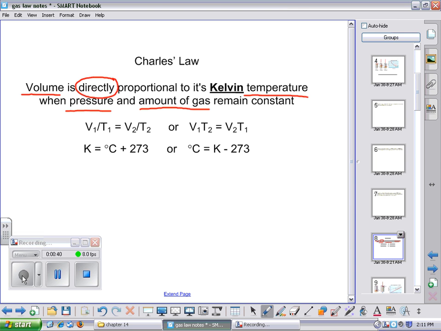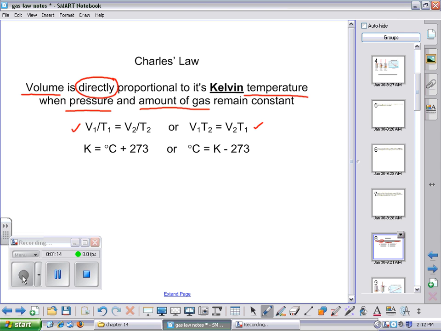So we can write Charles' law two ways. You can either have the original volume divided by the original temperature equals the new volume divided by the new temperature, or you could have it cross multiplied: the original volume times the new temperature equals the new volume times the original temperature. And that's your choice. You do not have to do both ways. You choose which equation is best for you.